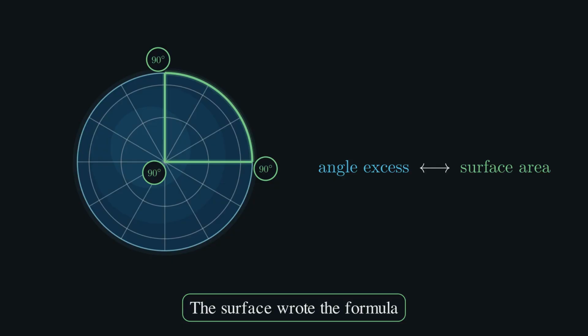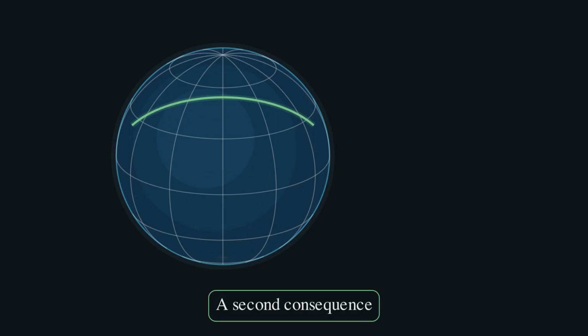The angles did not merely break 180. Their excess recorded how much positively curved surface the geodesic triangle enclosed. The same geometry explains a familiar visual puzzle. The shortest route on a globe can look curved when transferred to a flat map.